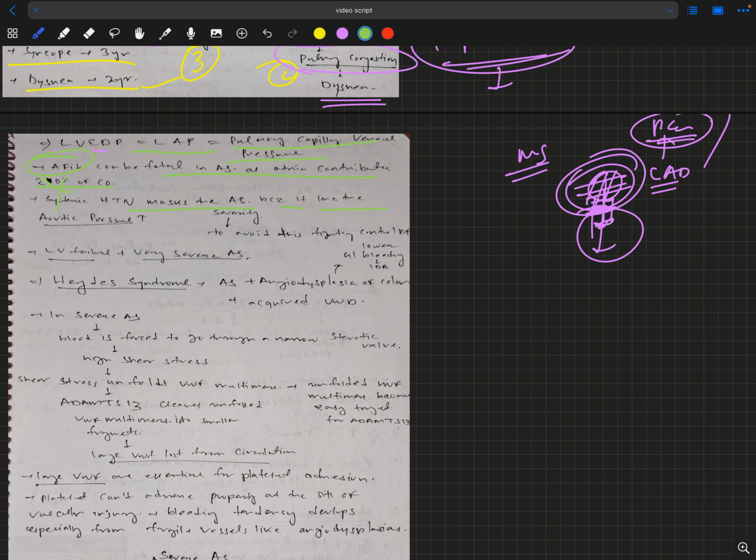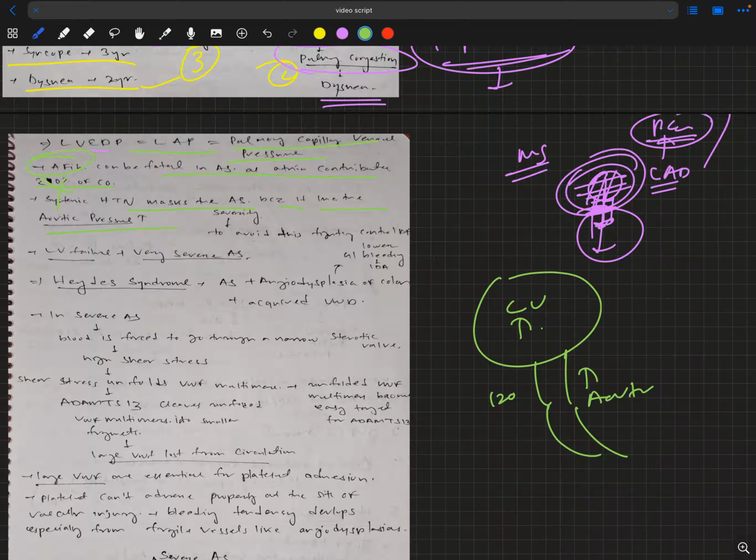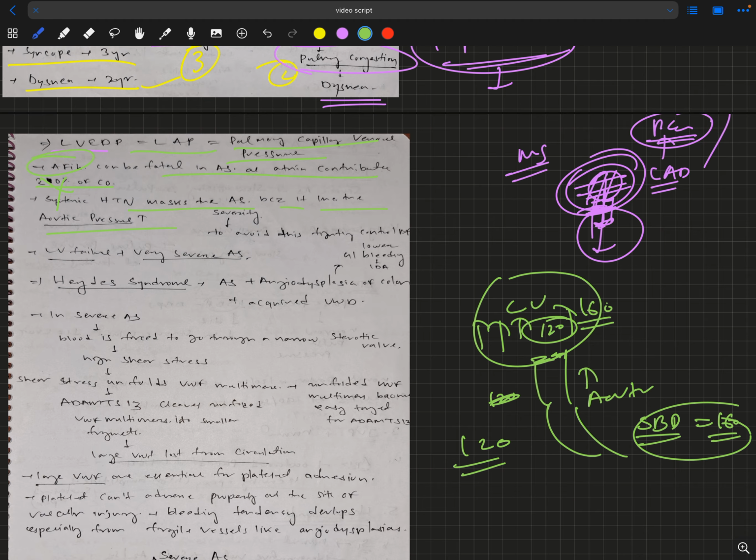Systemic hypertension masks aortic stenosis because it increases the aortic pressure. So this is the left ventricle, this is the aorta. Systemic hypertension means there is increased pressure here, and there is also increased pressure here. Normally, if there is no AS, then the pressure is 120. In systemic hypertension, suppose our systolic blood pressure is 160, and here due to stenosis the pressure is increased, it is also 160. If the systolic blood pressure was 120, then what is the transvalvular pressure gradient? It is 160 minus 120, which is equal to 40, or it can be more than 40. So we can diagnose it as aortic stenosis.